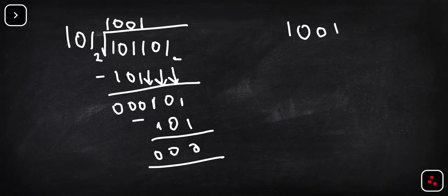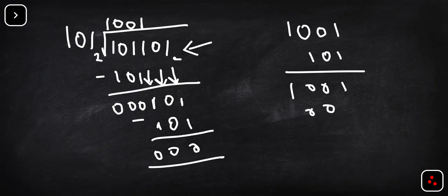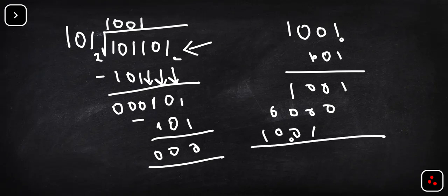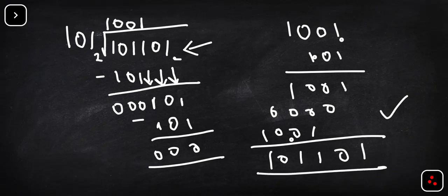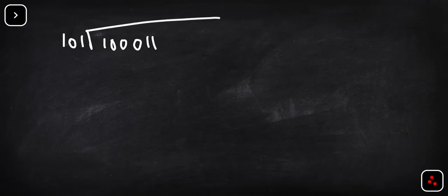1001 times 101. So let's see if we'll get back this. This is 1001. This is 0, 0, 0, 0. And this into all this is 1, 0, 0, 1. So we get this, and exactly, that's correct. But let's check something else. Now look at this one.